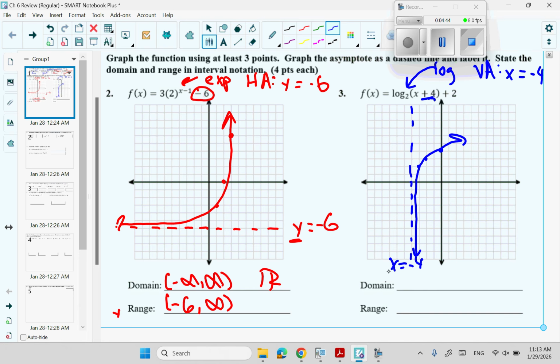Now, my asymptote is an x equals, which affects my domain, which means my range is unlimited. I go down and up forever. For the domain, left and right, I only go to -4, but I go right forever.